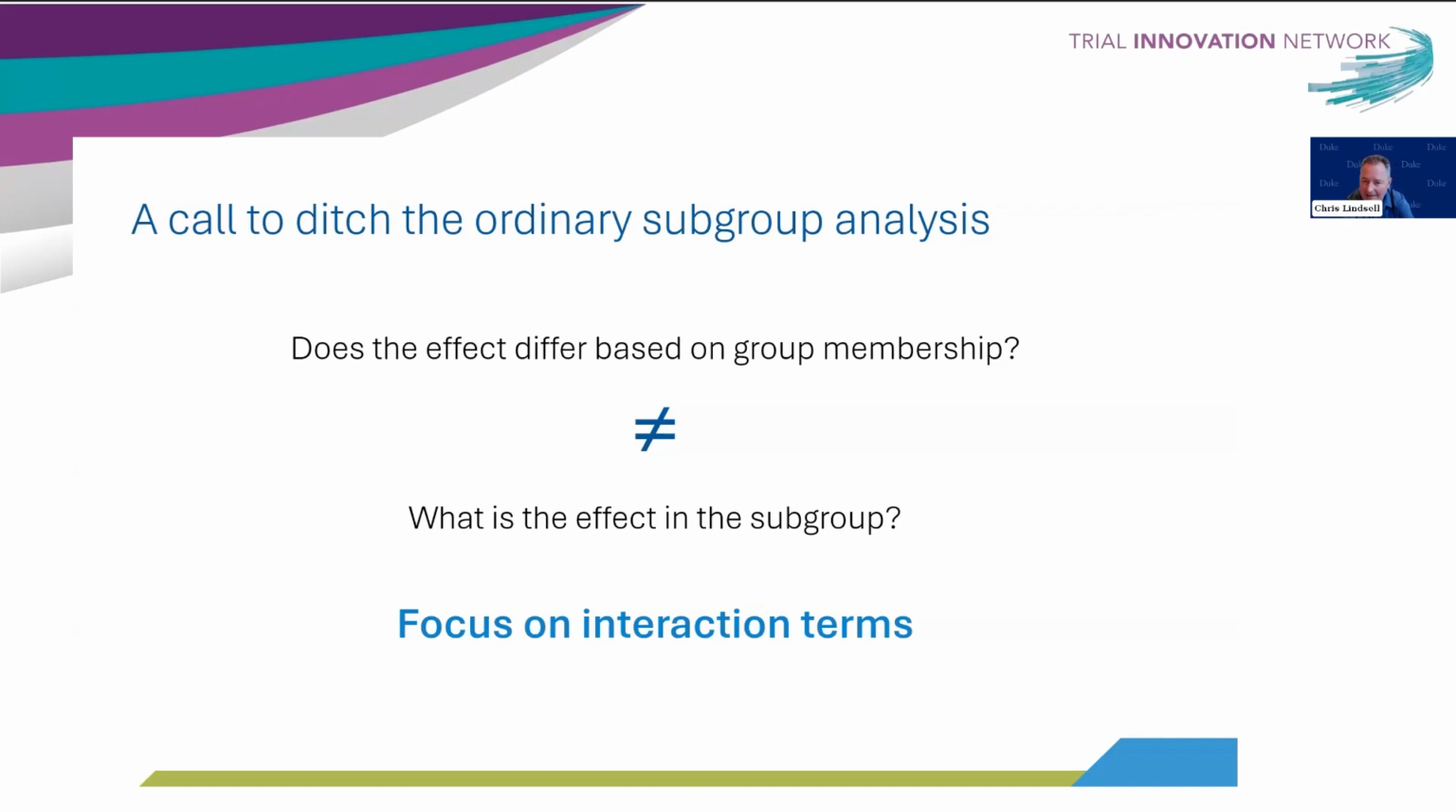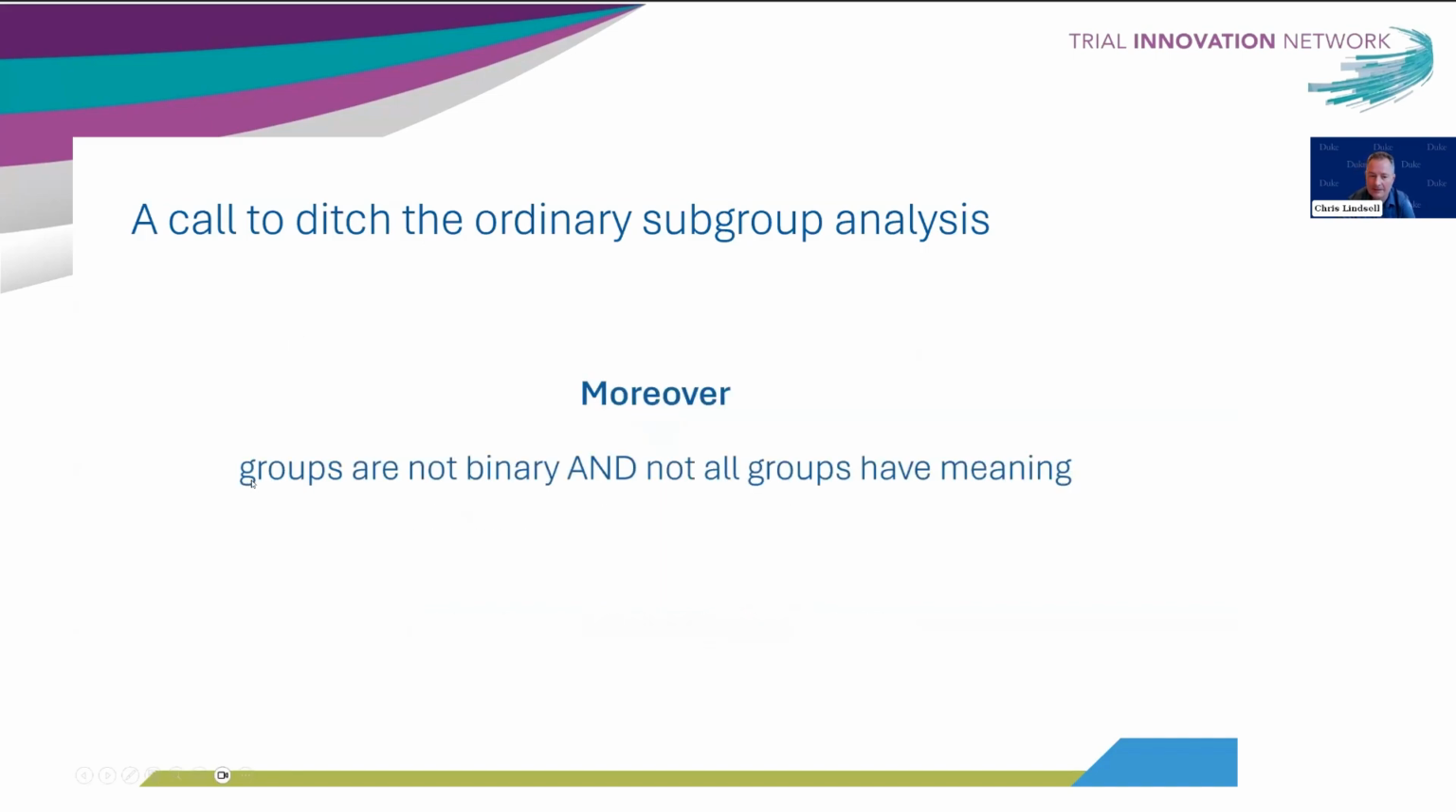Design for diversity in the analytic phase, I would argue, is not subgroup analysis. It's really looking at the interaction terms. And we've heard some really good talks today that have delved a little bit into some of how you do this. But it's really critical to recognize, does the effect differ based upon group membership is a critical question. What is the effect in the subgroup is irrelevant if the effect doesn't differ between subgroups. Moreover, groups are not binary. Not all groups have meaning.